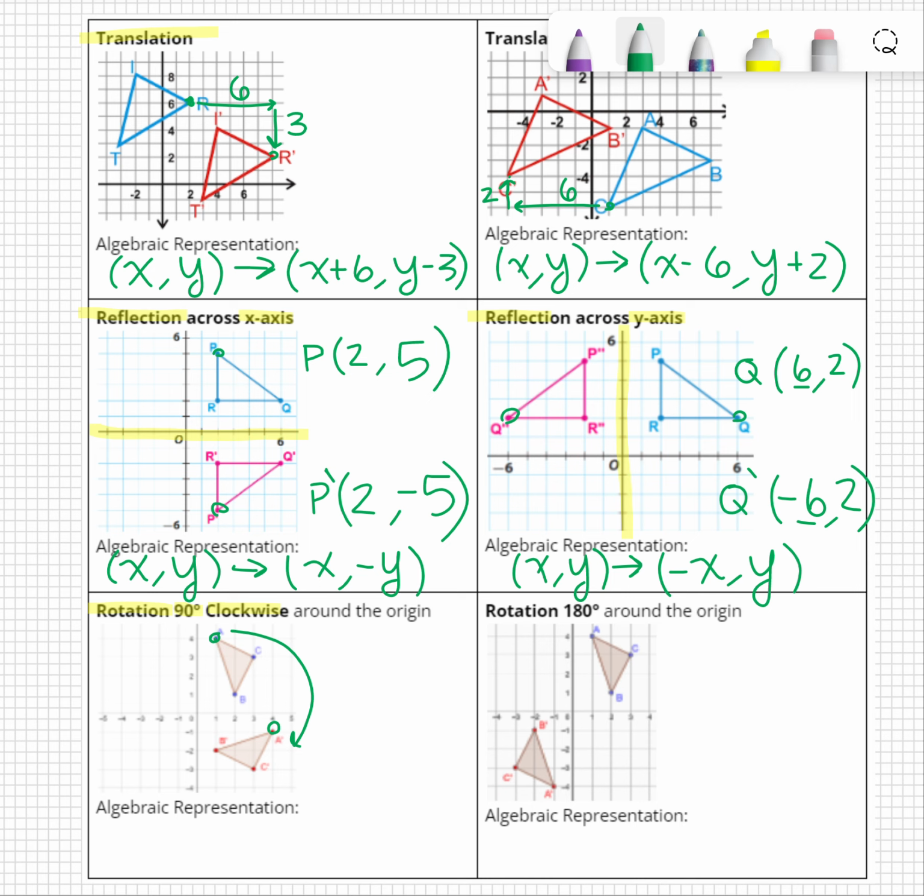Let's look at the coordinates of those 2 points. The original point A was an x of 1 and a y of 4. The rotated point A is an x of 4 and a y of negative 1.